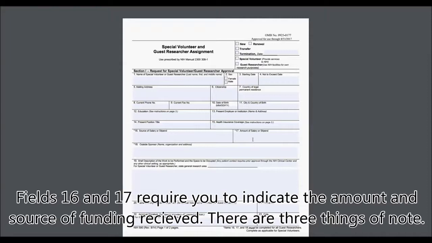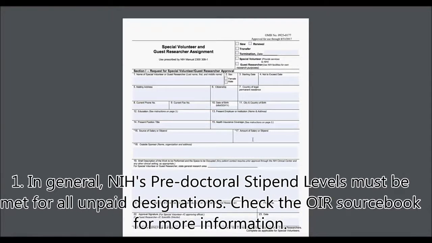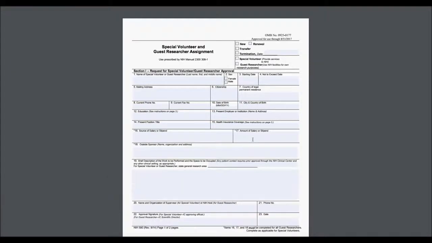Fields 16 and 17 require you to indicate the amount and source of funding received. There are 3 things of note. 1. In general, NIH's predoctoral stipend levels must be met for all unpaid designations. Check the OIR sourcebook for more information.